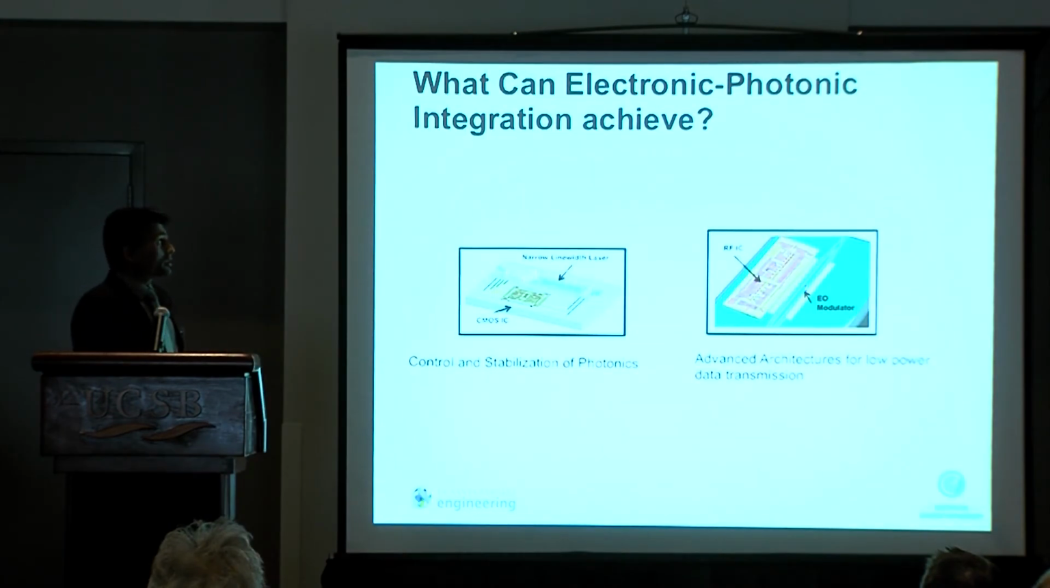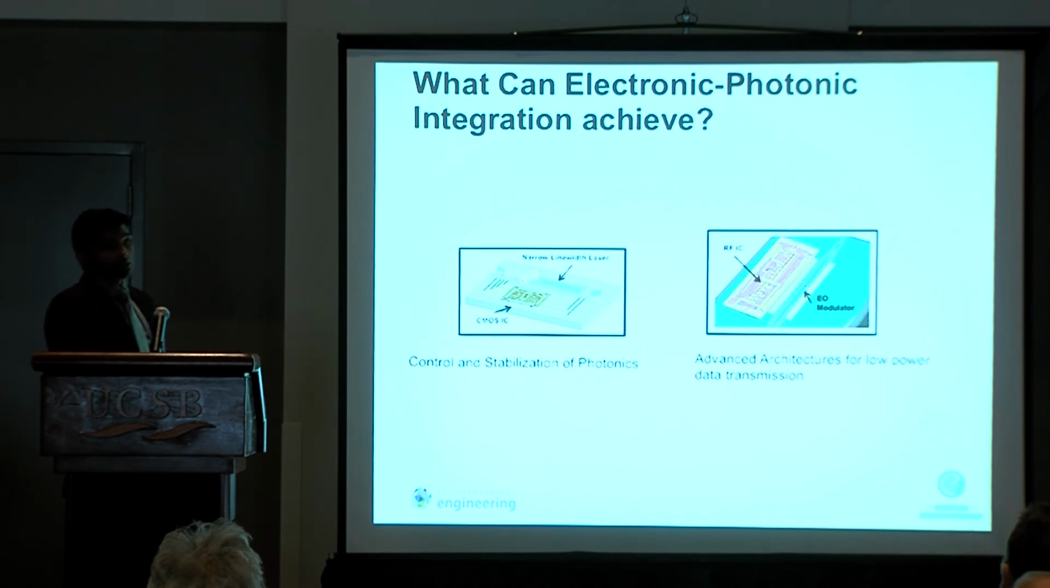So first of all, what is it that we can achieve if you do this kind of integration? One thing, like I just talked about, is the control and stabilization of the photonics, right? So you want to be able to design photonics with less stringent rules, but use the CMOS to correct a lot of the errors, like have on-chip heaters, have some sort of feedback mechanism, do a lot of regulation, that kind of stuff.